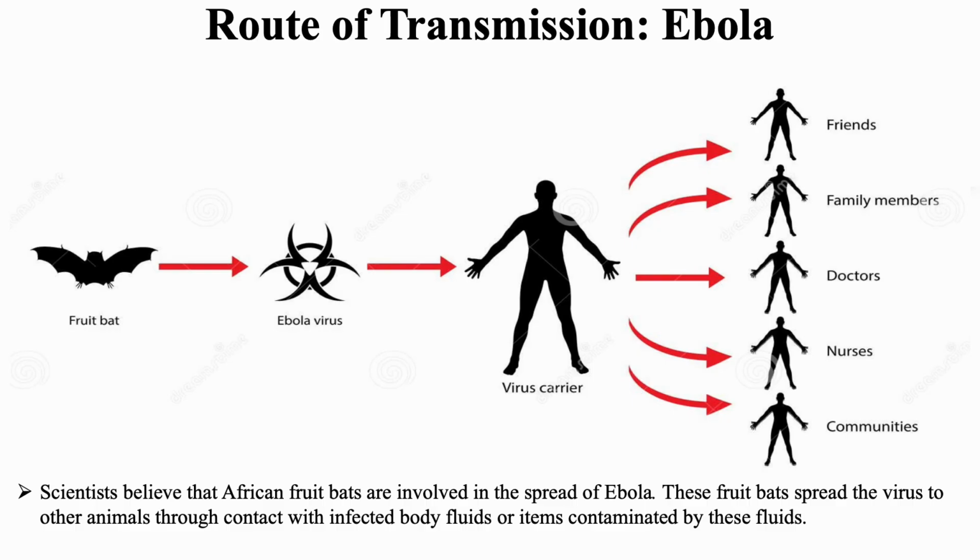Fruit bats spread the virus to other animals, which then spread to humans through contact with their blood, bodily fluids, or organs. Then it can spread from person to person via direct contact with the blood or bodily fluids such as urine, saliva, and feces of an infected person through broken skin or mucous membranes. Transmission also occurs through contact with contaminated objects, surfaces, or clothing.